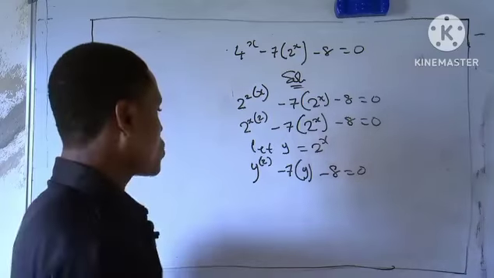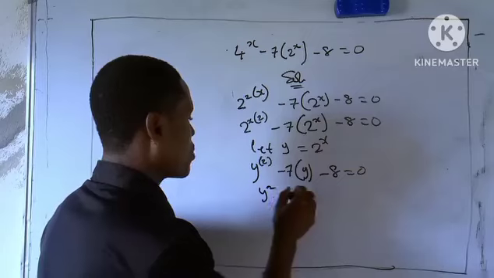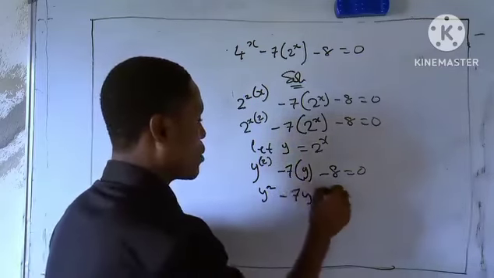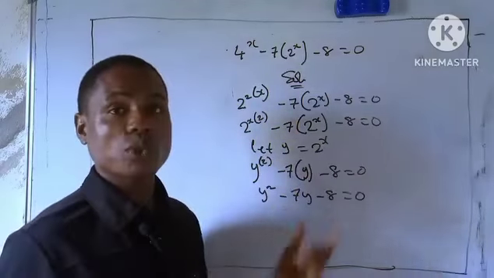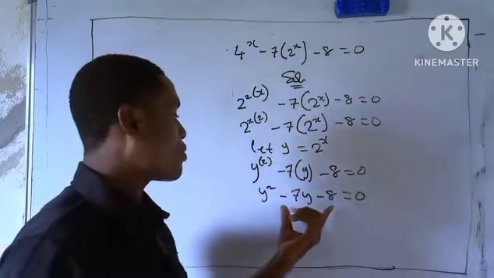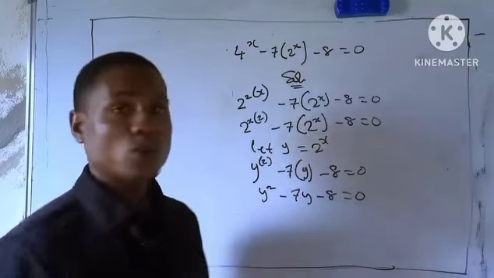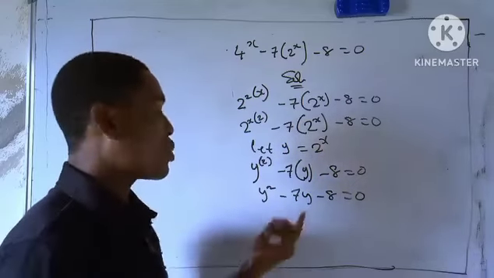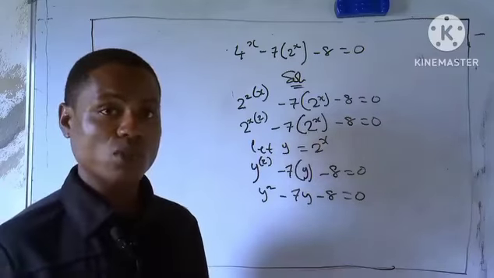So y raised to power 2 is simply now y square minus 7y minus 8 equal to 0. So you can see that it has turned to what? A quadratic equation, right? So in this form, you can either use the formula method, the completing square method, or the factorization method. Are you getting it? So when I'm solving, I always like using the factorization method.